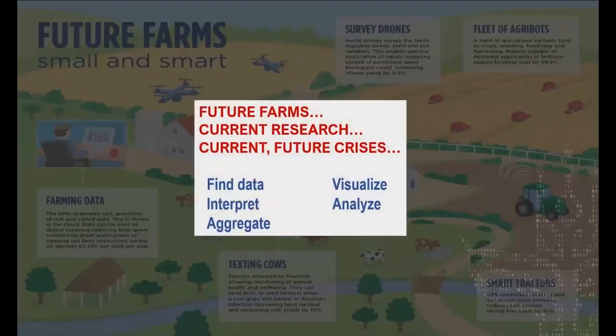And what I want to pick up on and take forward is Future Farm's current research, current and future crises. And we're weathering a big crisis right now. And I think we've all seen the importance of agility and quality in data and interoperability in particular, because we need to be able to find data. We certainly need to be able to interpret it and interoperate with it. We need to be able to aggregate data sets. We need to be able to visualize and analyze data.